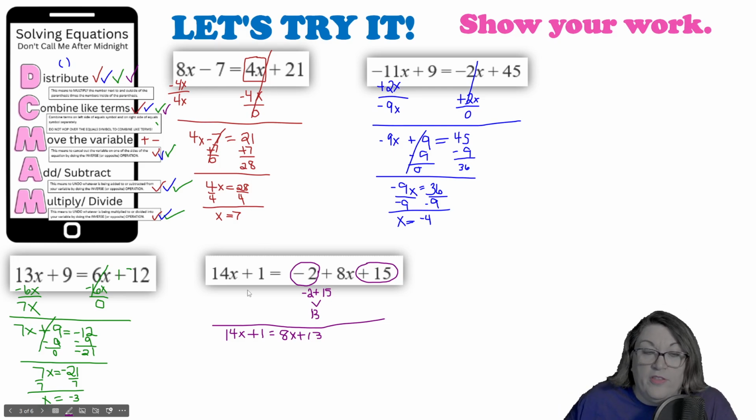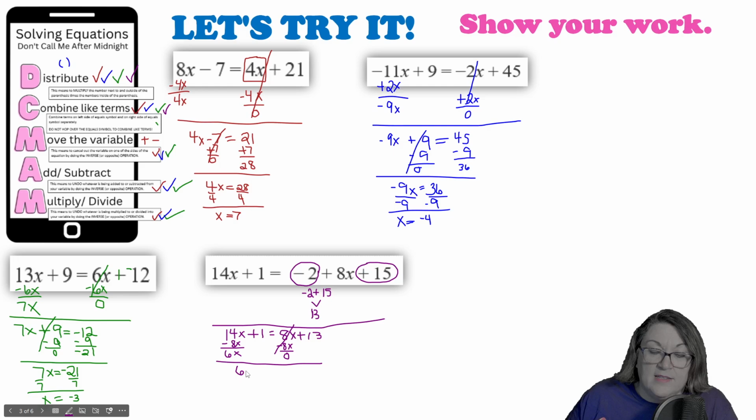So now we are on the move variable step, and that is, I have an 8x over here and a 14x. So I'm choosing to get rid of my 8x by subtracting 8x. If that was a negative 8x, I would have added 8x to both sides. All right. That's going to give us a 6x over here. And of course, the zeroed out one is canceled out now. So let's rewrite it. We have 6x plus 1 on the left side of the equation now. And on the right side, we still just have this 13 over here.